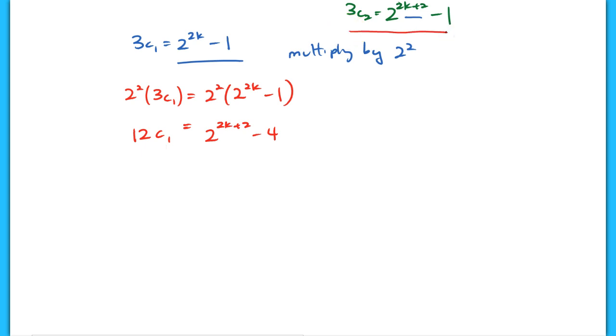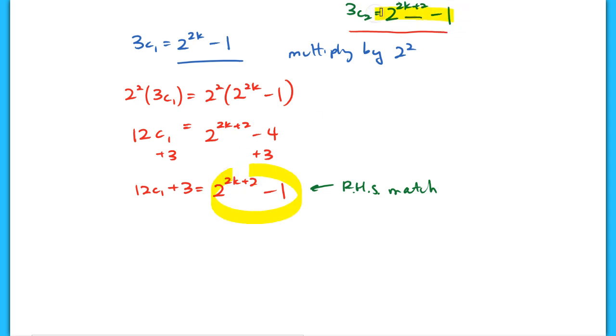And I notice that these differ on the right-hand side now by just a 3. So since this has 3 less, I should say, than the right-hand side over there, I'm going to add 3 here on both sides. So now I'm left with 12 times that constant plus 3 equaling 2 to the 2k plus 2 minus 1. So now I'm noticing that my right-hand sides match. So this side here now matches this right-hand side as well. So that's a good thing.